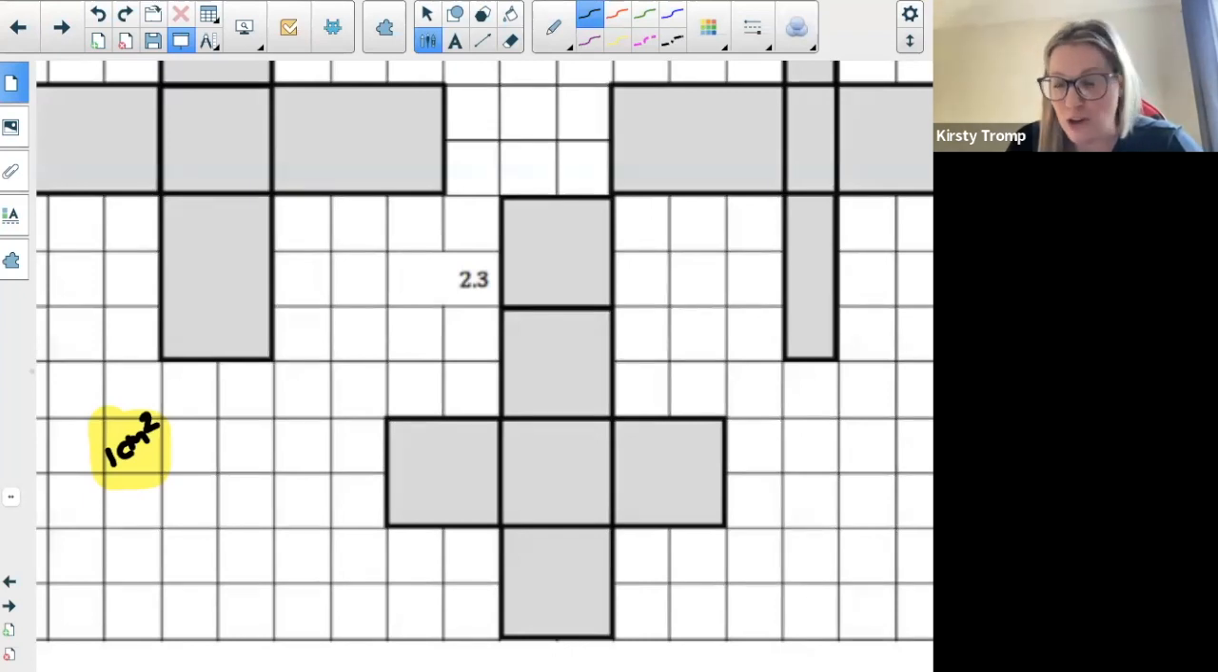I want you to go have a look and work it out for me. 2.3. I'm going to give you 3 minutes to go work it out. Some of you might not even need 3 minutes. Each square is 1 centimeter squared. You've got 3 minutes.